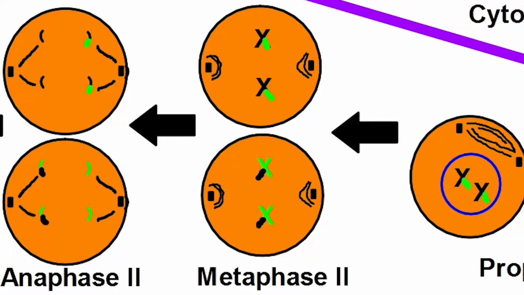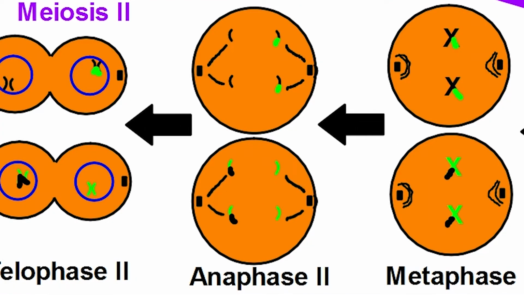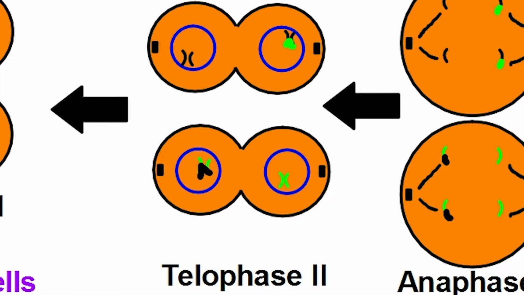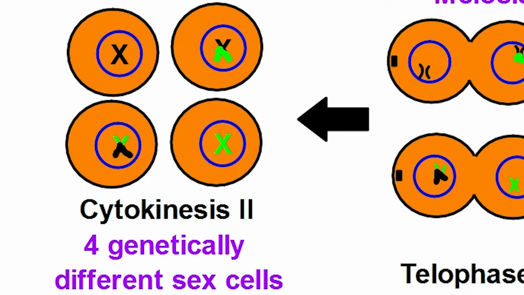Metaphase lines them all up in the middle, getting ready to pull them apart, and then we pull them apart in anaphase. So we've pulled half of each X, half of each chromosome into a chromatid, and pull them apart because we're going to go ahead and split it again in telophase 2 and start to reform the nucleus. So now that we pulled half of that apart, cytokinesis 2 has 4 genetically different sex cells.